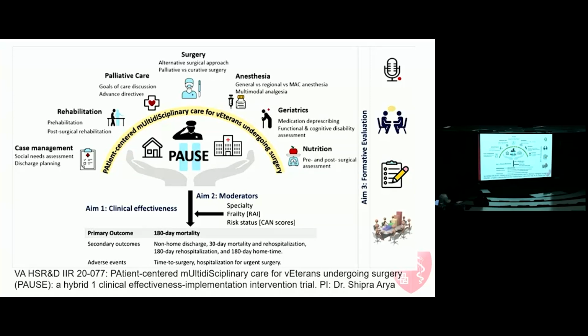but we are going to look at a whole host of outcomes. Aim 2 would be by frailty status or by risk status, does that effectiveness hold? And whether there's differential improvement in frail versus non-frail or high-risk versus low-risk patients. And aim 3 has been the formative evaluation that I'm going to touch a little bit more on, because I think this is an important idea that could be implemented in other surgical trials that look at hybrid designs or implementation designs.